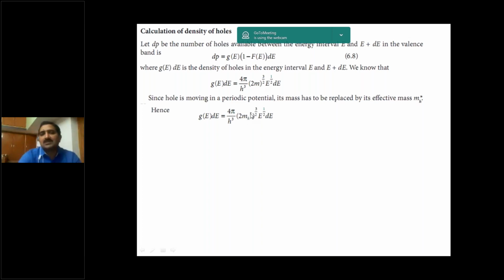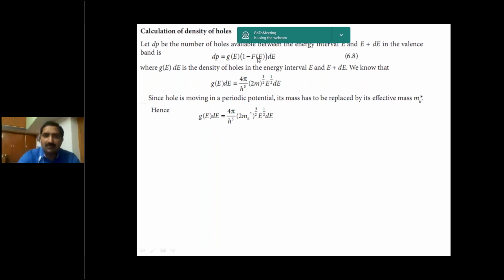Why are we taking mh star? Because here the hole is moving between the positive ion cores. The positive ion cores can be treated as periodic potentials. According to the Kronig-Penney model, when an electron is moving between periodic potentials, that mass can be replaced by effective mass. Here the particle is a hole, so that's why we are replacing that mass with the effective mass of hole. So the value of g of E into dE in equation 6.8 is 4 pi by h cube into (2 mh star) whole power 3 by 2 into E power 1 by 2 into dE.